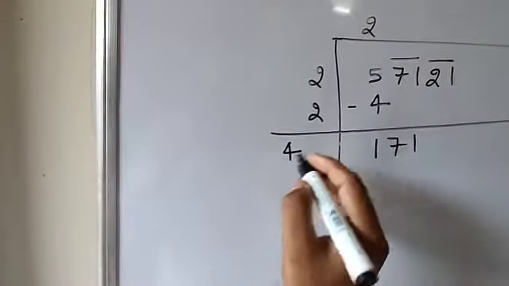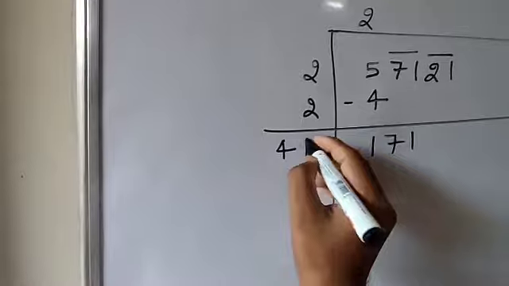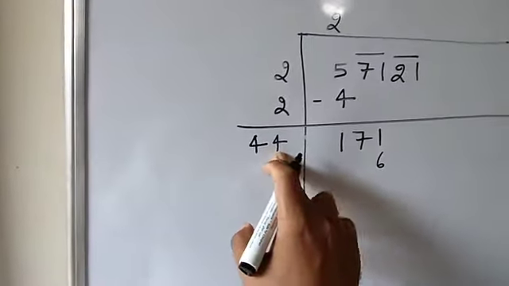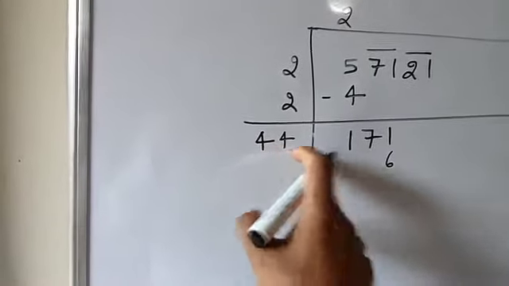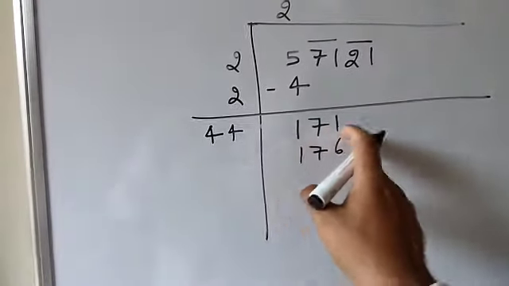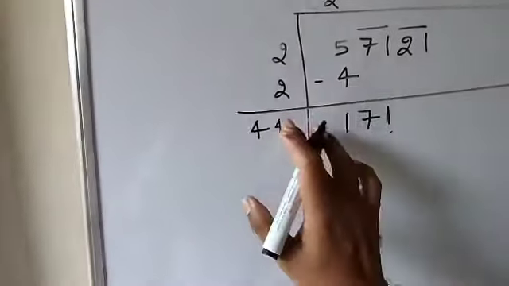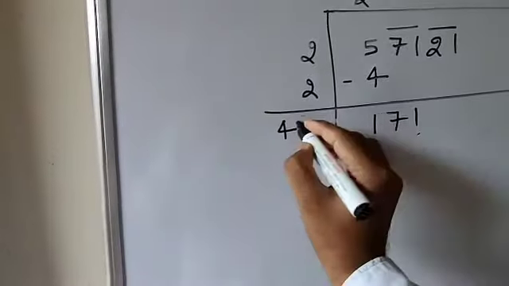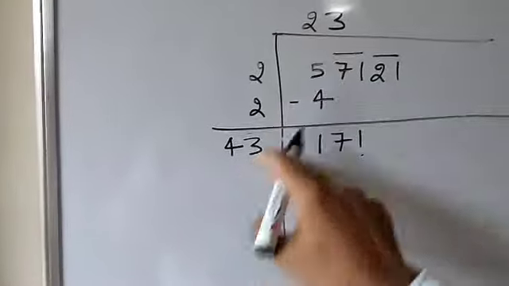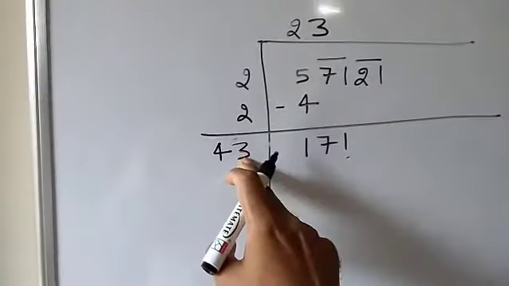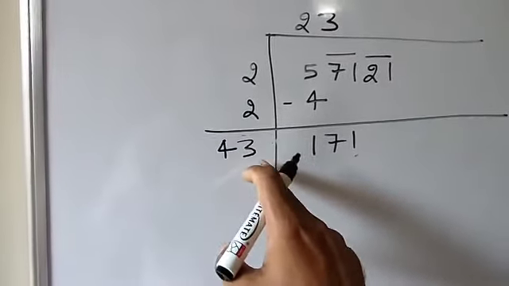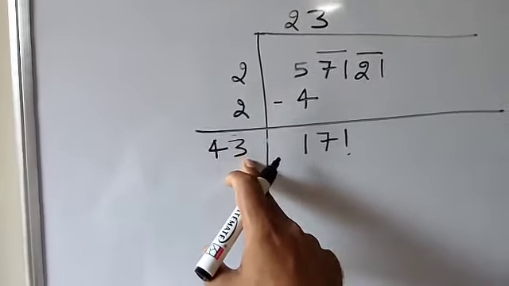Suppose I take 4 as an example. If I put 4 here, then you need to multiply by 4. 4 times 4 is 16, and the product is 176. And here it is 171. So it is greater, so it will be 3. So 3 will be kept here as well as here. Whatever number you keep here, the same number will be kept here. Now this number will be multiplied by 3. If you put 4 here, then it will be multiplied by 4. If you put 3 here, then it will be multiplied by 3.